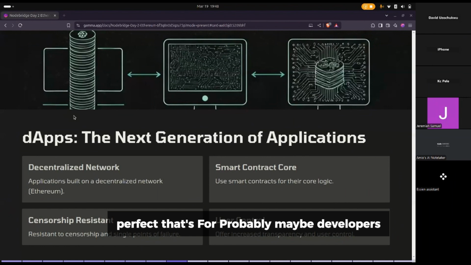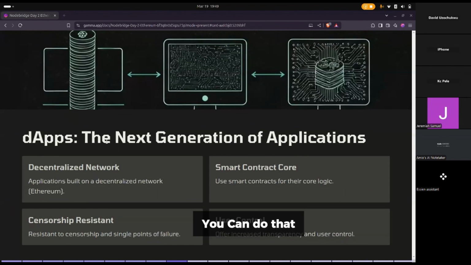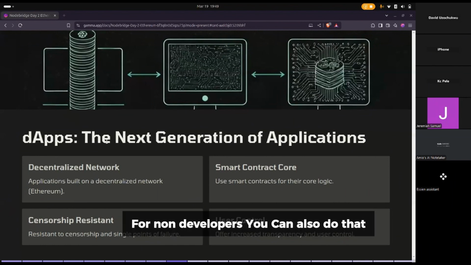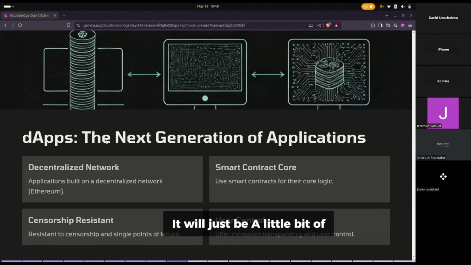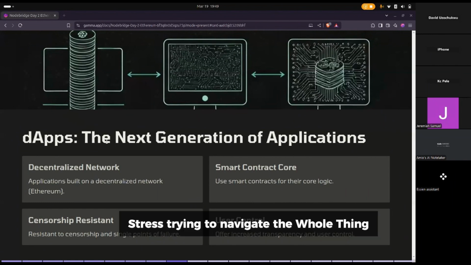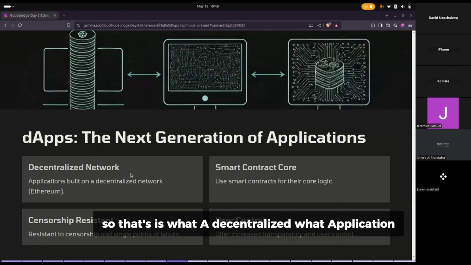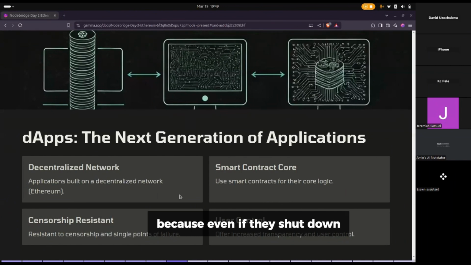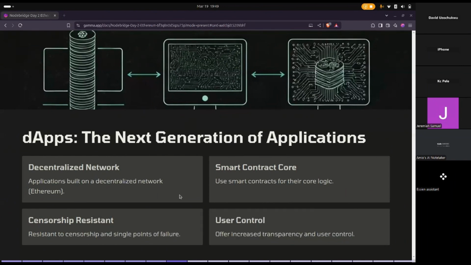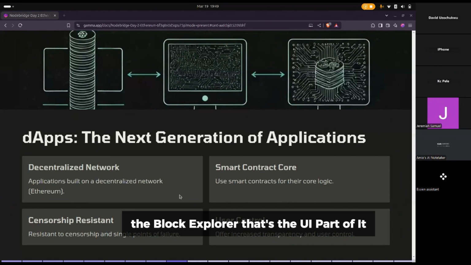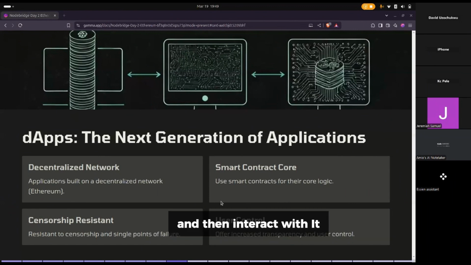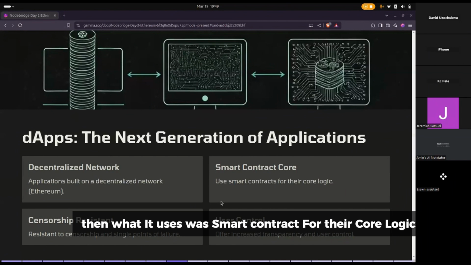Perfect. That's probably for developers, but non-developers can also do that. It will just be a little bit of stress trying to navigate the whole thing. So that is a decentralized application, because even if they shut down the UI part of it, you can go to the block explorer and interact with it. Then it uses smart contracts for its core logic.